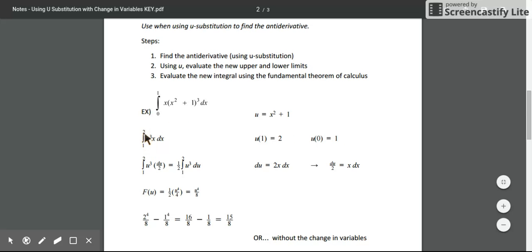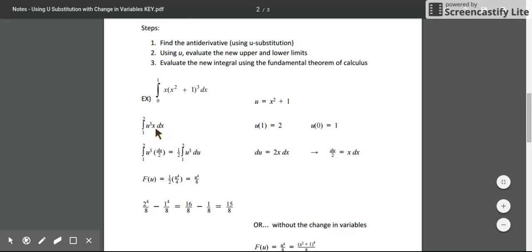So now my limits of integration are in terms of u. I just need to do one more thing, replace my x dx with something that's in terms of du. So I'm going to take my u equals equation, I'm going to derive both sides, and I get du equals 2x dx. And I know that I want to substitute x dx. So to get x dx by itself, I divide both sides by 2. So now I can substitute 1/2 of du for x dx. So replacing x dx with du divided by 2, changing x squared plus 1 cubed into u cubed, and changing my upper and lower limits in terms of my u equation.